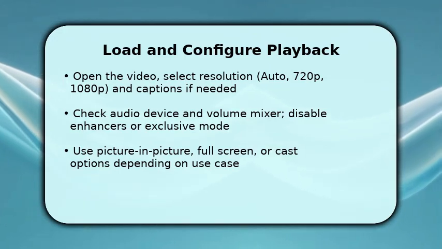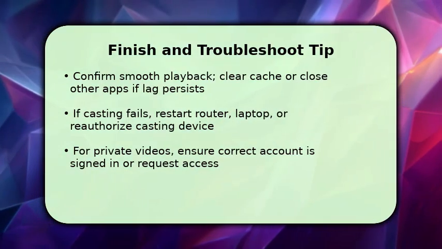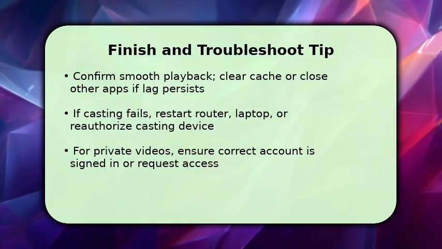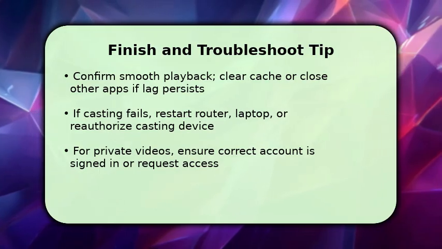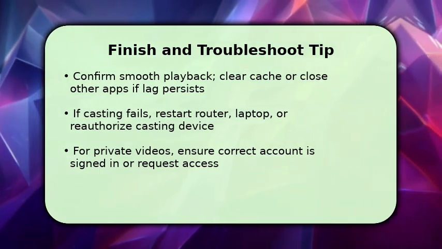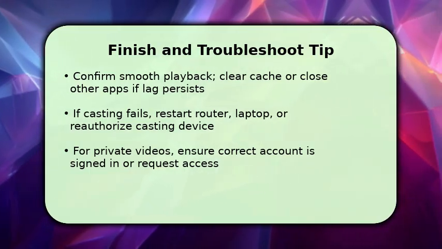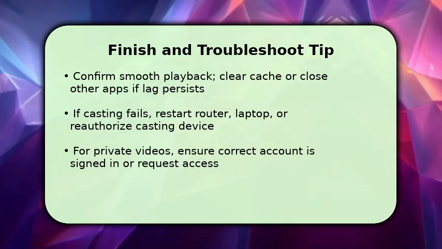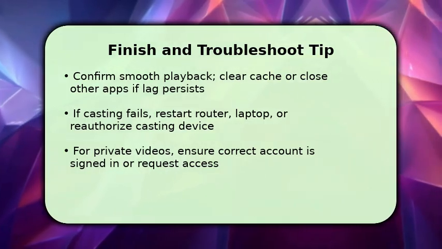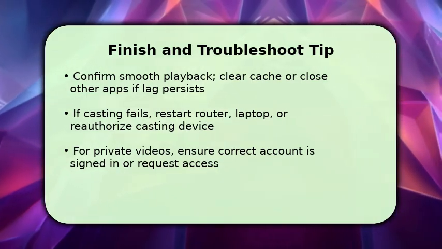To finish, watch a minute of the video and confirm sync, clarity, and audio levels. If stuttering appears, close background apps, pause for buffering, or drop resolution temporarily. For casting or HDMI problems, restart the laptop, router, or reauthorize the device. That simple reset often fixes handshakes. If you can't view a private clip, switch to the account with access or request permission. One key troubleshooting tip: clear the browser cache.